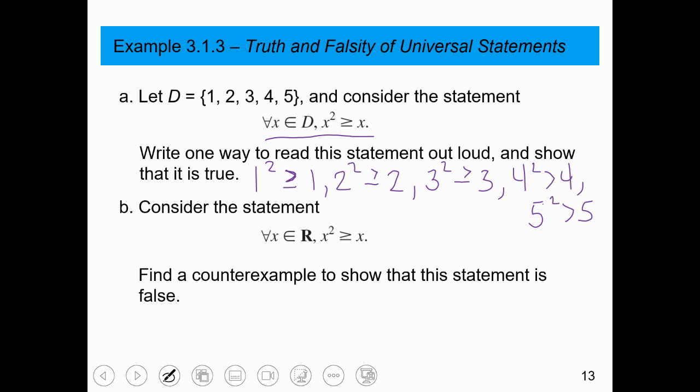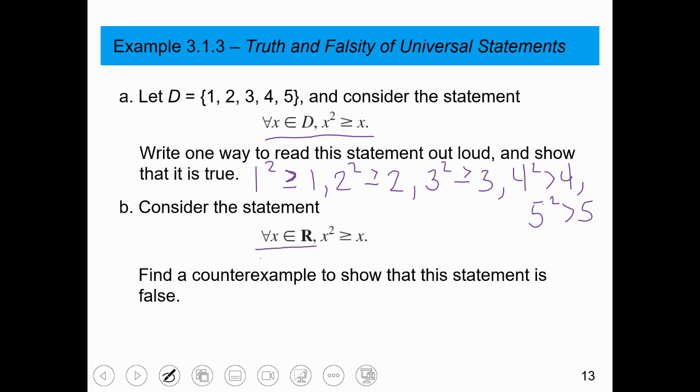In part B, we're considering the statement for every x in R. Remember, R is the set of all real numbers. x squared is greater than or equal to x. Find a counterexample to show that this statement is false. So changing the domain of the statement makes all the difference here.